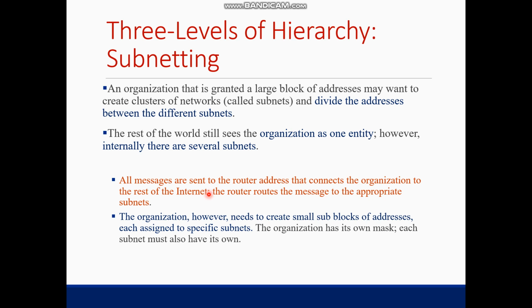To do this, the organization needs to create small subblocks of addresses, which are called subnets, and each is assigned to a specific subnet. So any subnetwork has its own subnet. In this case, the organization has its own mask, and each subnet must also have its own mask. So the whole organization has a mask. However, each subnet inside this organization has its own mask.